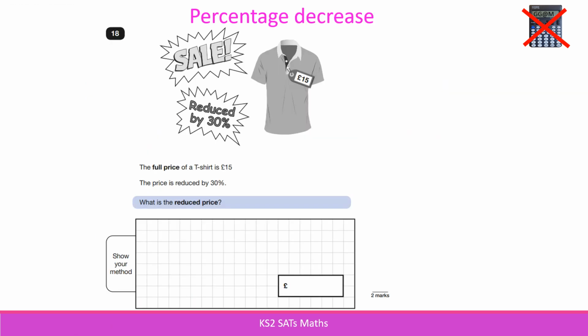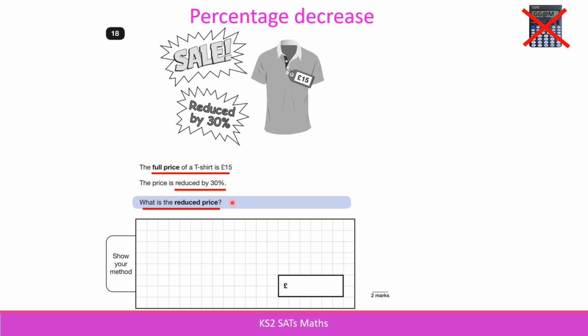This is a question on percentage decrease. In this question, the keywords are that we're told that the t-shirt is £15, and this is the full price of the t-shirt, and you can see it here with its price tag on. You're told that the price is reduced by 30%. So there's a sale on and we've got a reduction of 30%.